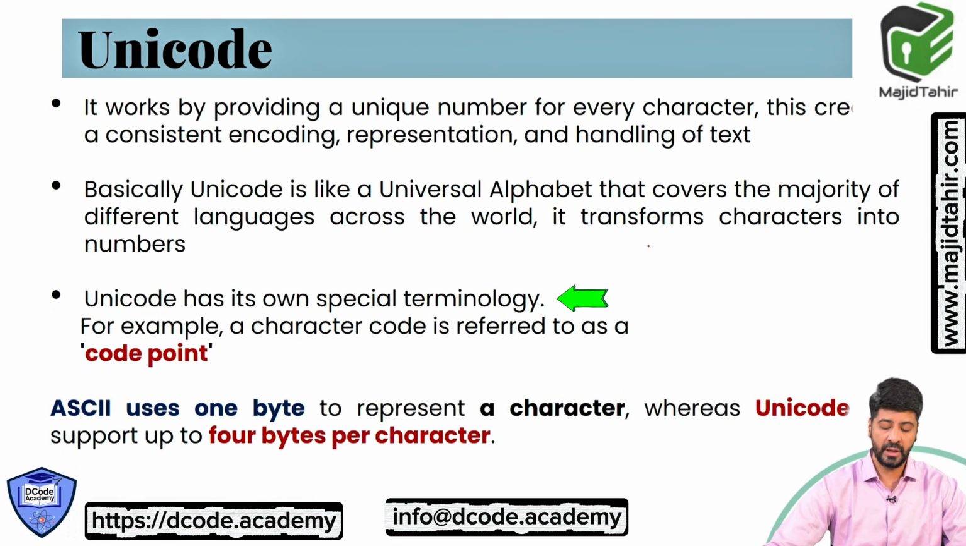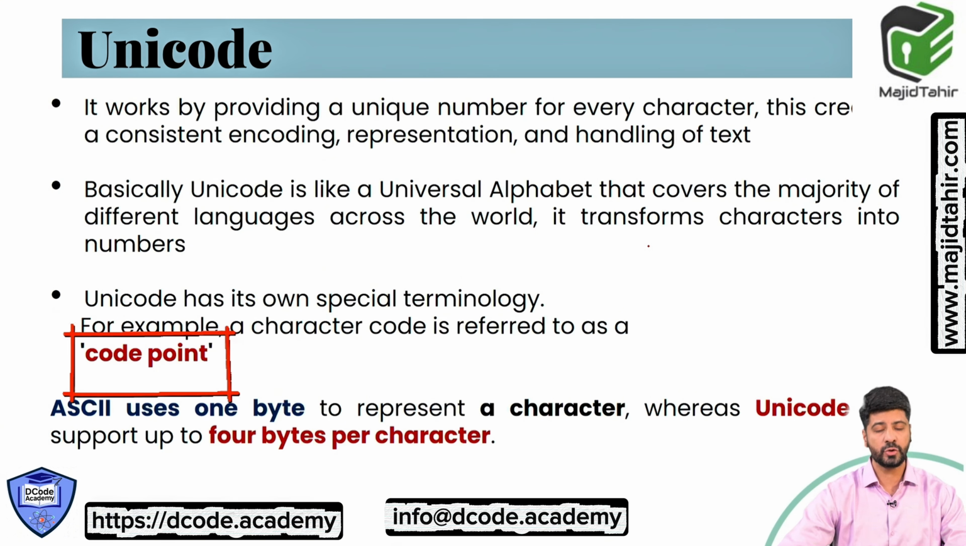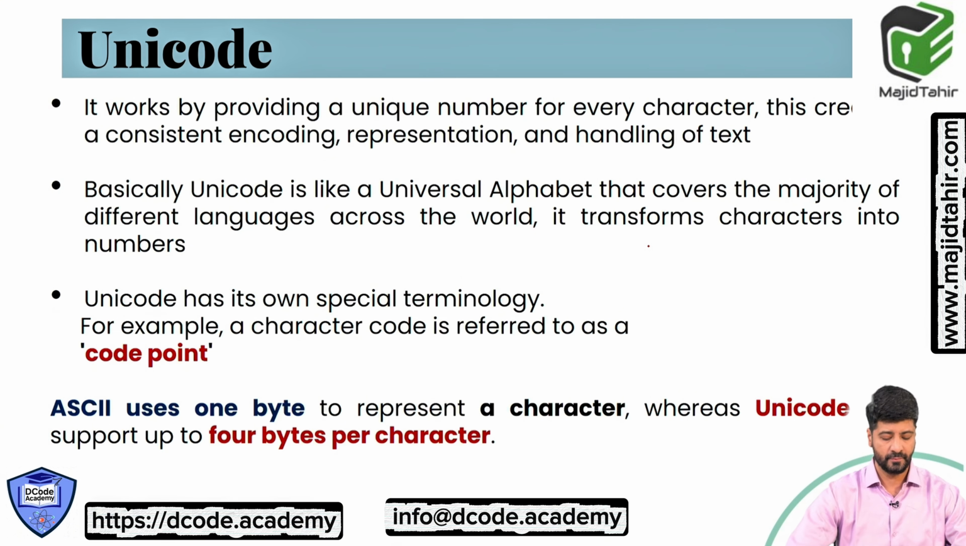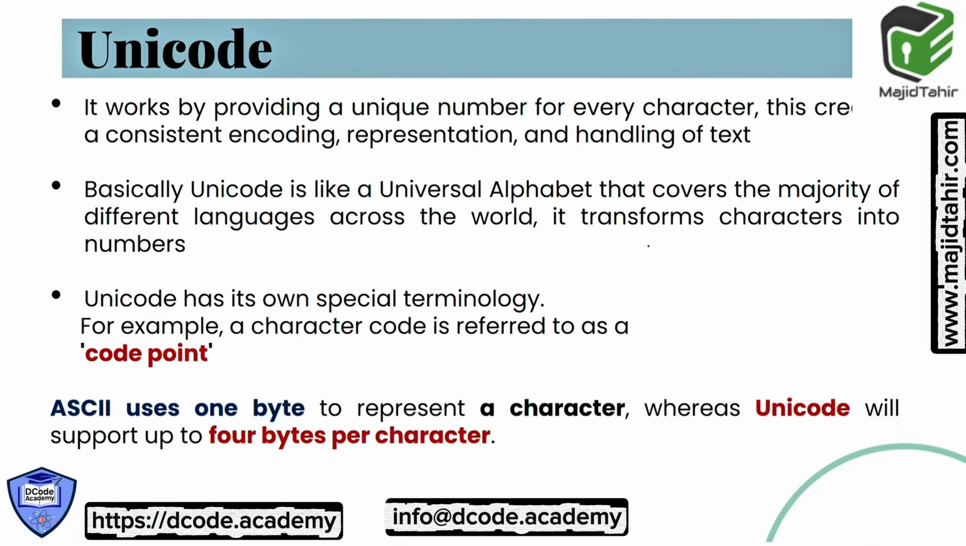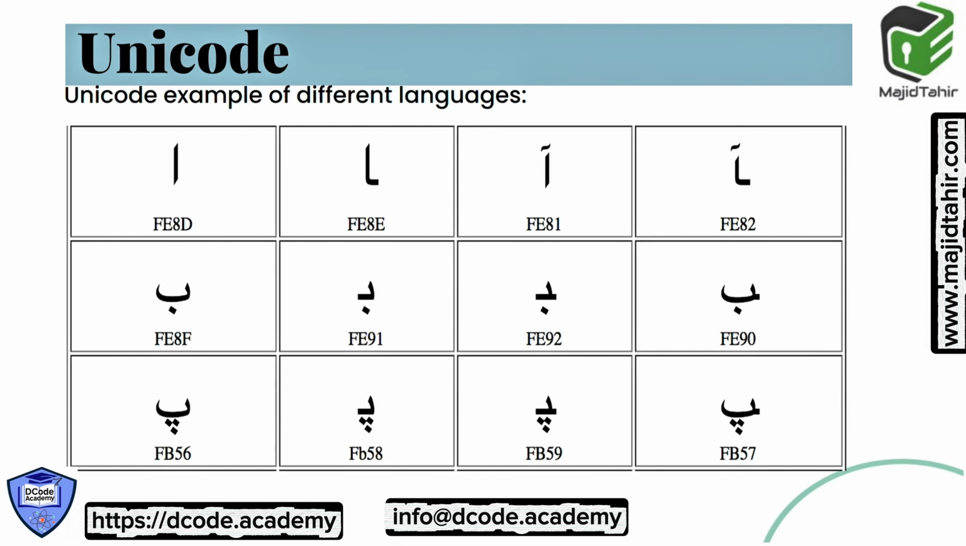UNICODE has its own terminology. For example, a character code in UNICODE is called a code point. ASCII uses 1 byte to represent 1 character, whereas UNICODE supports up to 4 bytes per character. On your screen, you can see Urdu alphabets and Unicode characters underneath them. For Alif, you have FE8D. For Bay, you have FE8F, and so on.